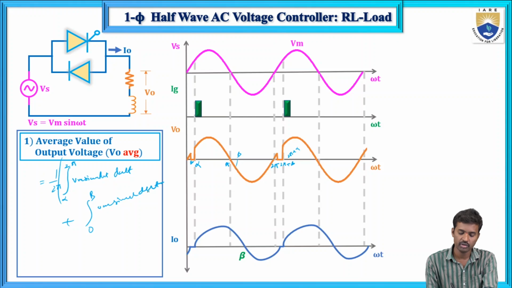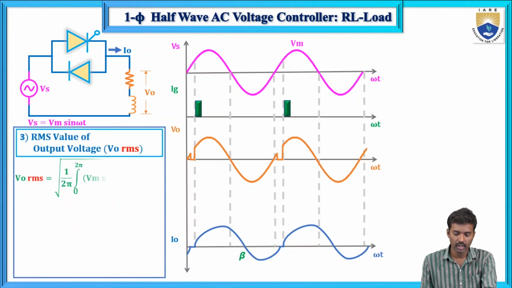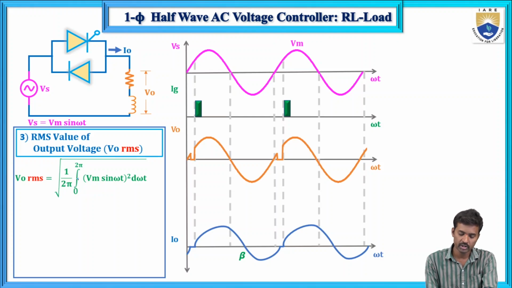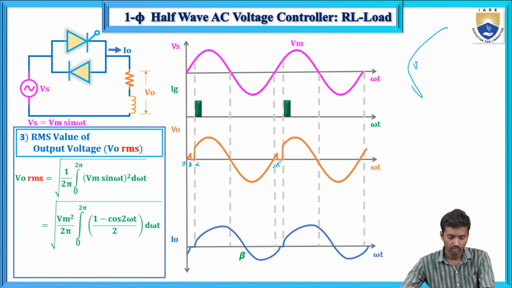This is the average value. Next, how do we calculate the RMS value? RMS value equals the square root of 1 by 2 pi, integral from 0 to 2 pi of Vm sin omega t square, divided into two parts: from 0 to beta and from alpha to 2 pi. So it is the square root of Vm by 2 pi, integral from 0 to beta of Vs square d omega t plus integral from alpha to 2 pi of Vs square d omega t.